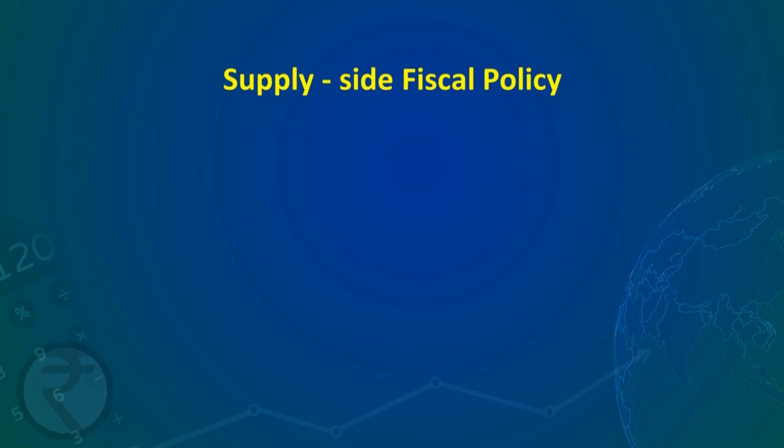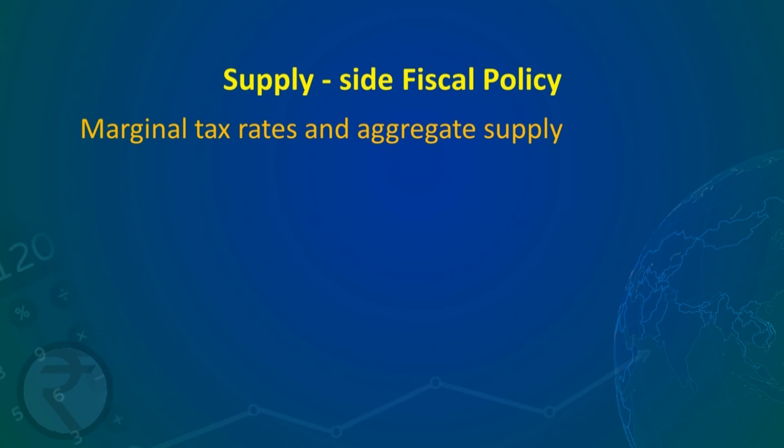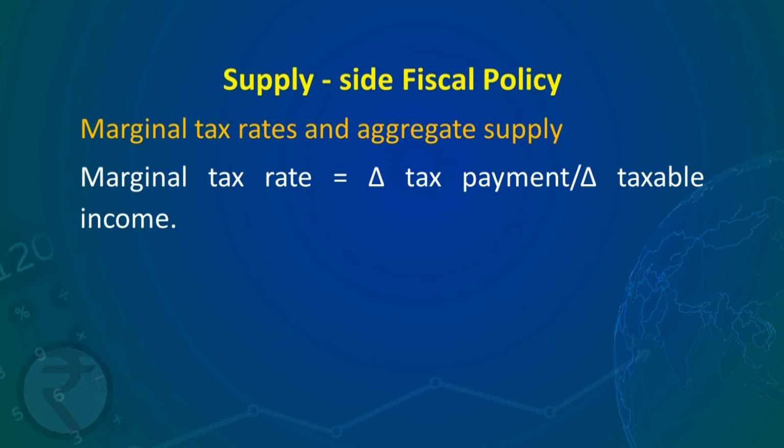Now, we will discuss the effect of fiscal policy on the supply side. Fiscal policy affects the supply side of the economy as well. For example, a reduction in tax rates may alter an individual's incentive to work and produce, thus altering the aggregate supply. Marginal tax rates affect the aggregate supply. Now, what is this marginal tax rate? Marginal tax rate is equal to delta tax payment divided by delta taxable income, where delta is for change.